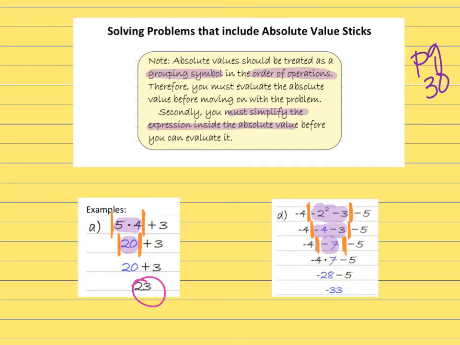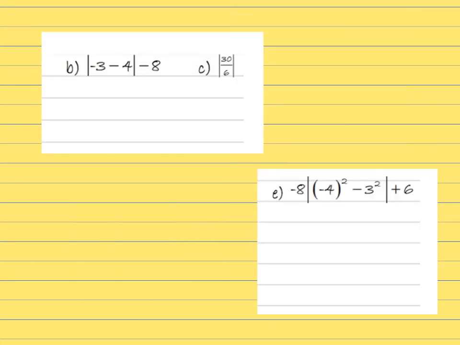Multiplication comes before subtraction in order of operations, so I would do this part next. -4 times 7 is -28, and now I'm at -28 minus 5. Again, if you don't know for sure what that is, type it in your calculator, and you should see -33. Okay, now let's try some on our own.